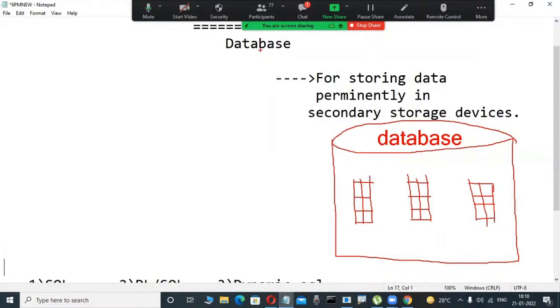We operate on this data by using SQL, which is a language, structured query language. Yesterday I told up to this point, just a small thing.